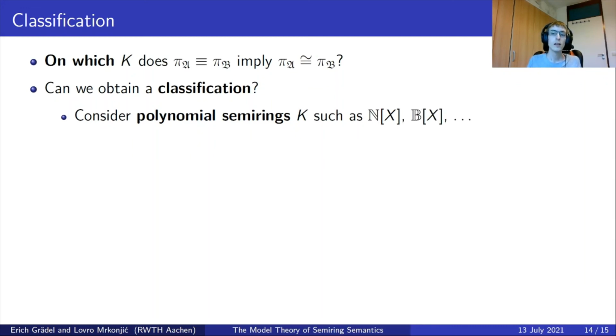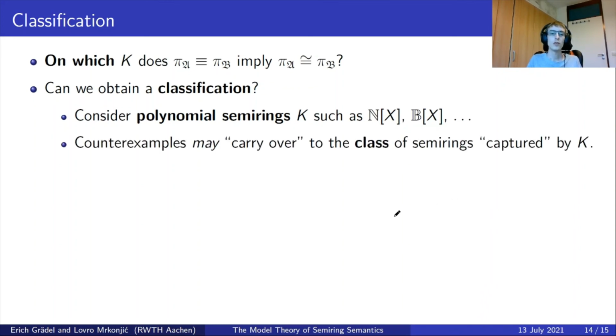Or we could take a more restricted class of polynomials, for example, polynomials without coefficients or with Boolean coefficients, and we could use these polynomials to make some statements about idempotent semirings, because these polynomials actually capture the idempotent semirings. So in general, we try to construct counterexamples on polynomial semirings, and these examples may carry over to an entire class of semirings if we manage to find them.